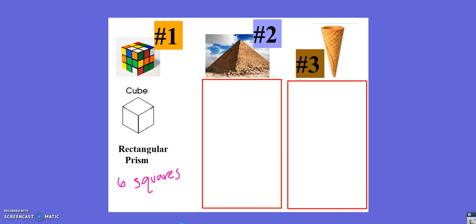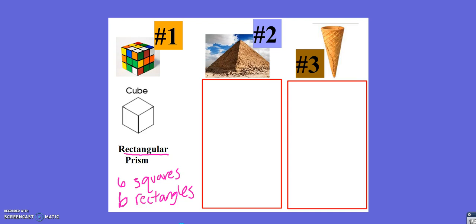If it is a cube, we're going to have 6 squares. Now if it's a rectangular prism, instead of just squares, we now have 6 rectangles. So we can either have 6 squares if it's a cube, or 6 rectangles if it's going to be called a rectangular prism.